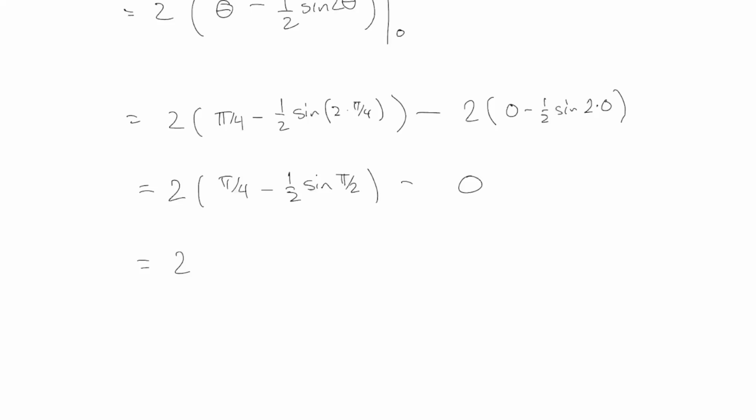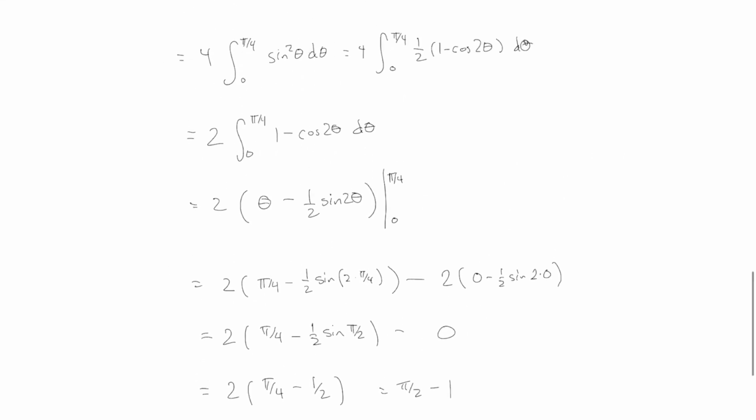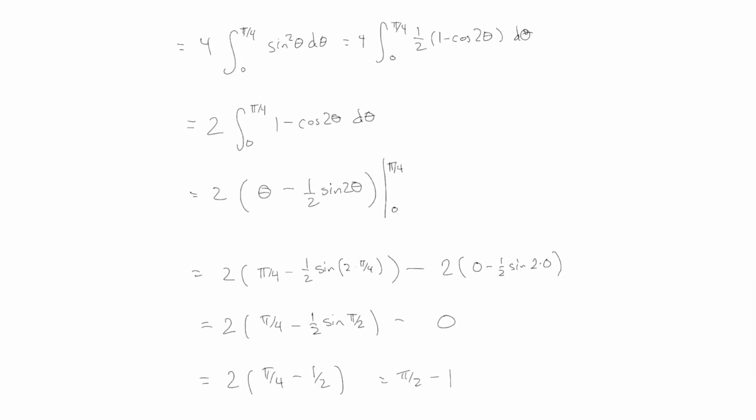And so my final answer, 2 times pi over 4 minus, what is sine of pi over 2? It is 1, yeah. Pi over 2 is 90 degrees, sine of that is 1. So this is just that. And that's it. Distribute the 2 if you want. Pi over 2 minus 1 is the answer. All right, quite a journey in my opinion, but that's how we do it. Anybody got questions about that?